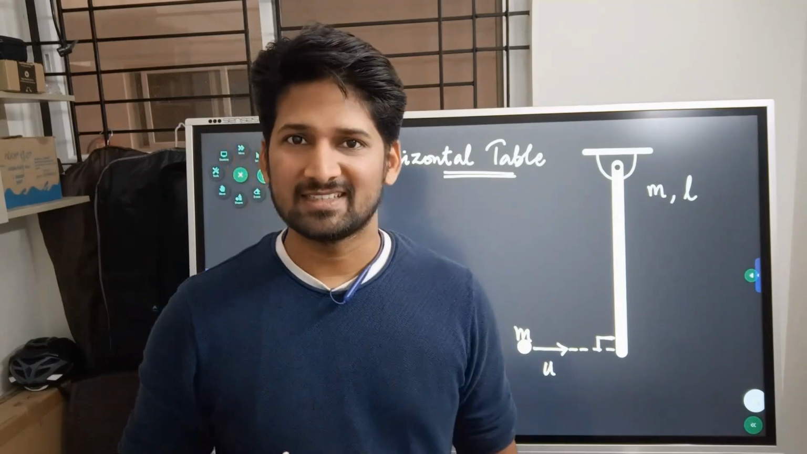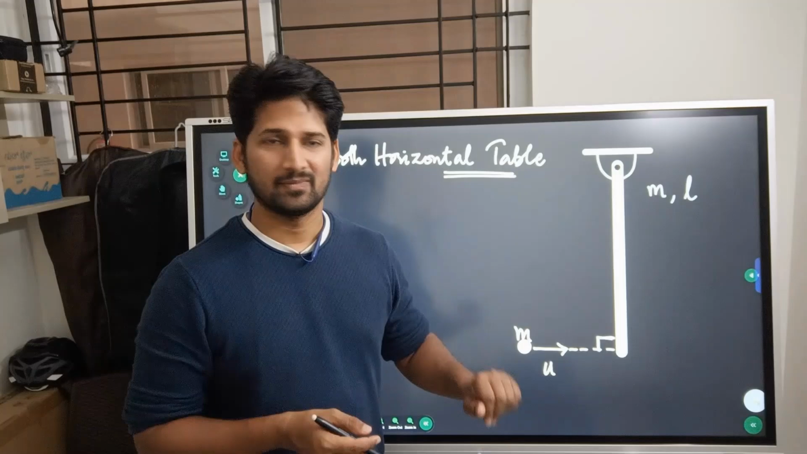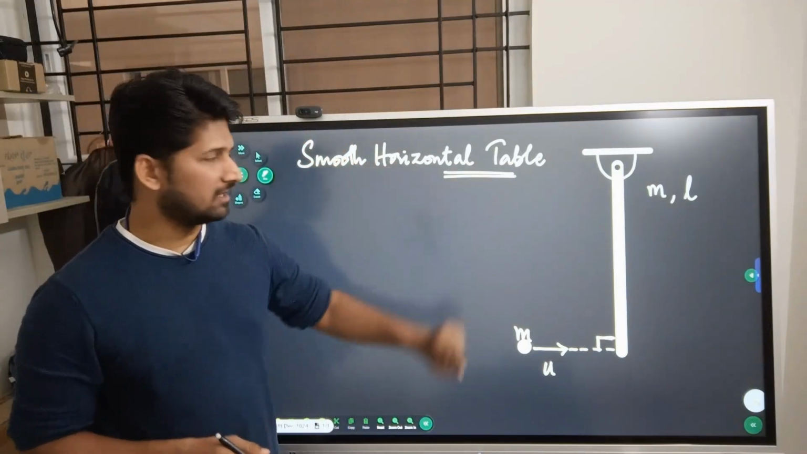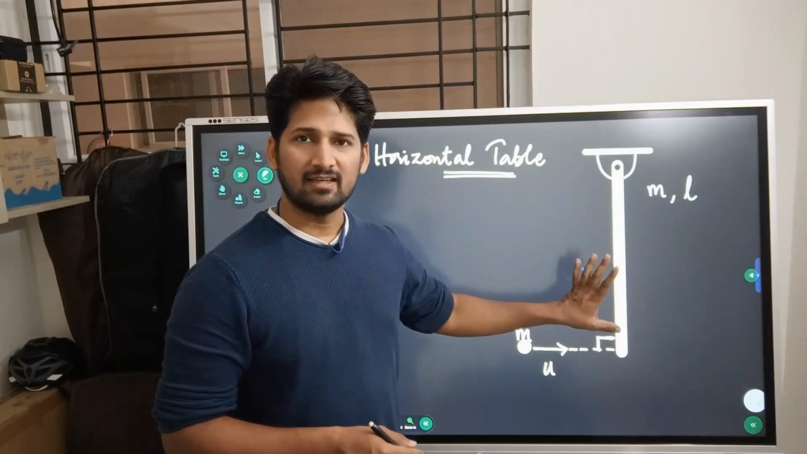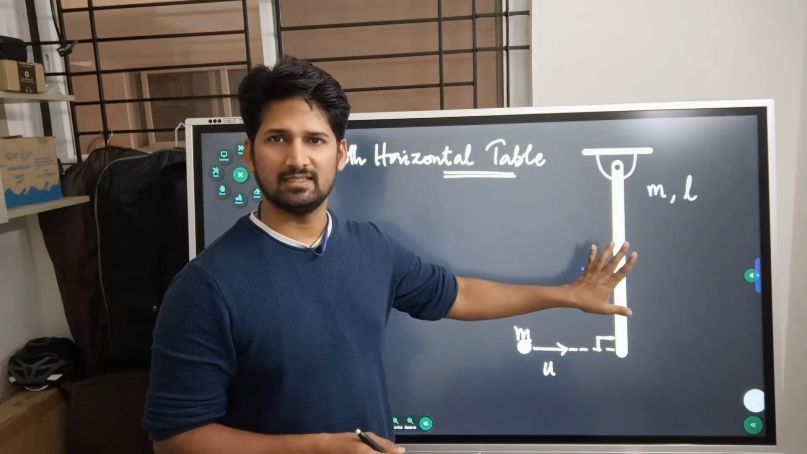The next concept we shall discuss is a collision in which rotation is involved. Consider this situation. On a smooth horizontal table, a rod is lying which is pivoted at one end. The pivot is frictionless and the rod is initially at rest.